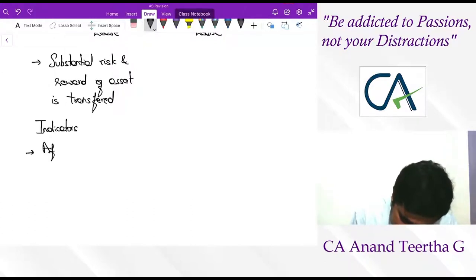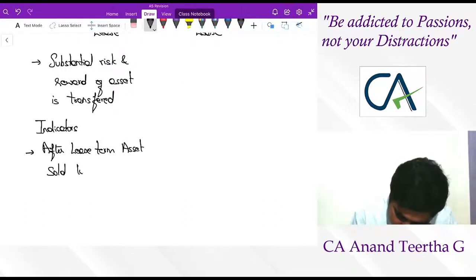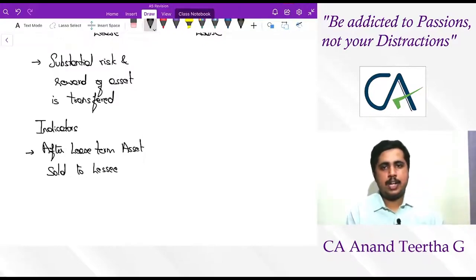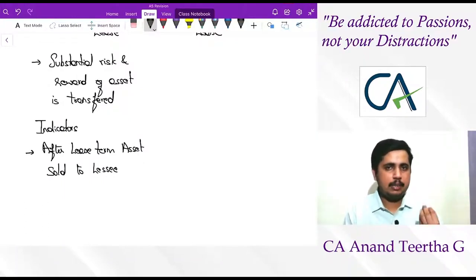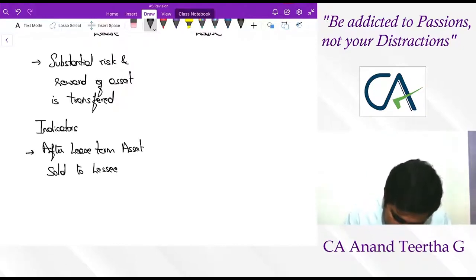The first indicator is, after lease term, the asset is sold to lessee. After the lease term, the asset will be sold to lessee. So that is one type of finance lease requirement. Lessee during the lease term has the asset in his hands, and after the lease also he will have it. So it's as if ownership is shifted to that person. Significant risk and reward.